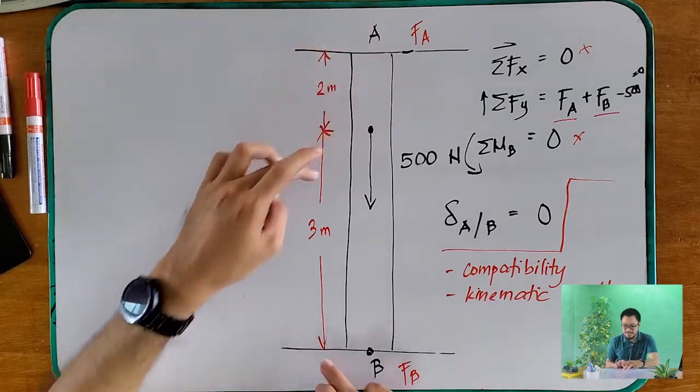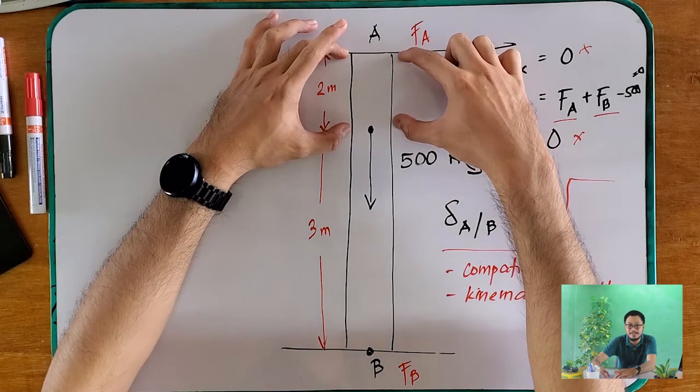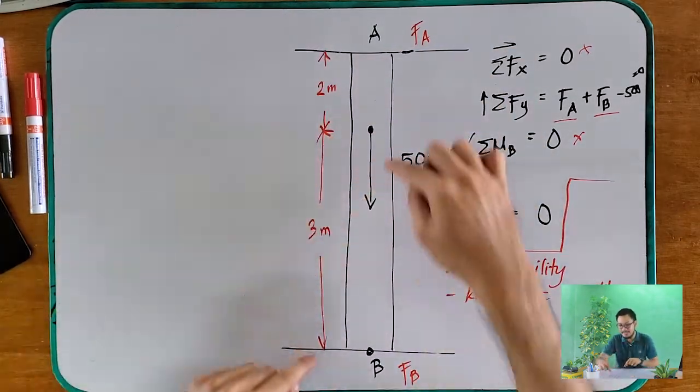So, let us look at the deformation of each segment. This is your segment A, this is your first segment, and this is your second segment. Why did we divide it into segments? Because the internal force in this segment is different from the internal force in our second segment after your 500 newtons is loaded. Okay, so let's look.